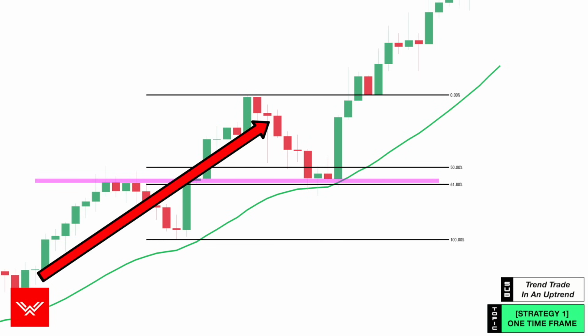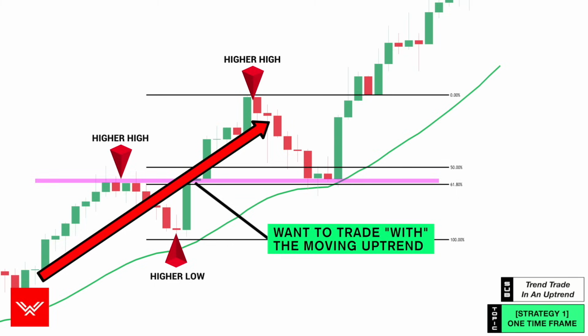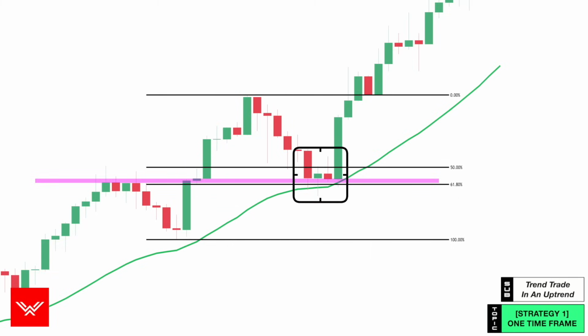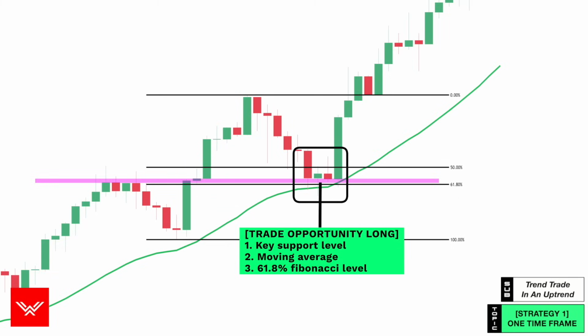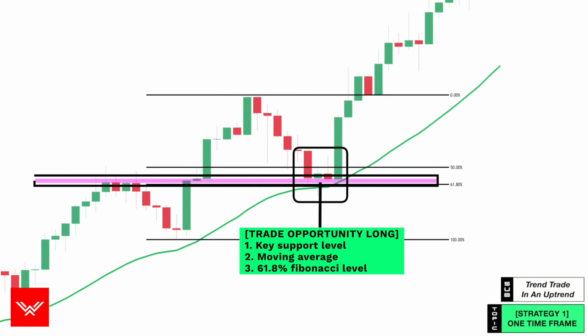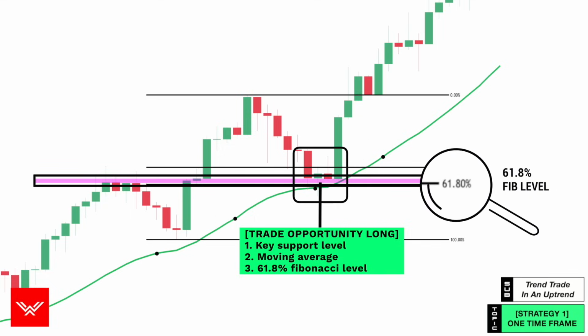You have your clear moving uptrend through the higher highs and higher lows. So you want to trade with the moving uptrend. This here was your area of confluence and where the trade opportunity presented itself because of the following factors. Key support level, the moving average that crossed right at the same area, and the 61.8% fib level.